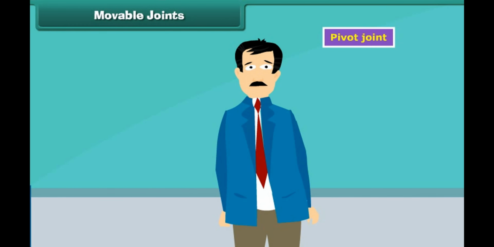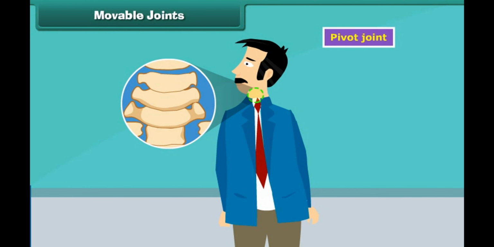Pivot joint. Our neck allows us to turn our head on both sides. Have you ever thought what makes this possible? This is possible because of the pivot joint.